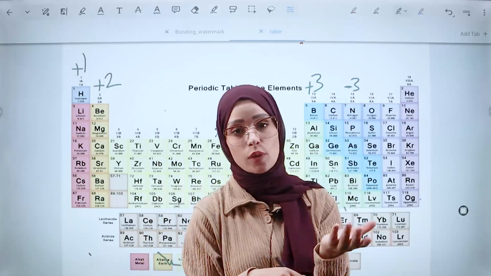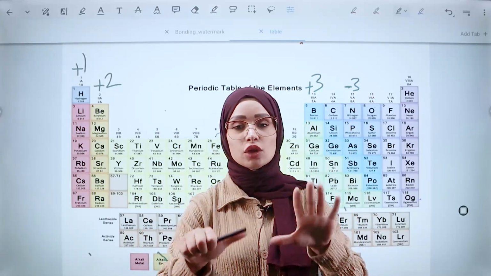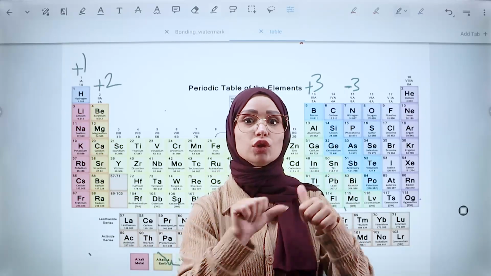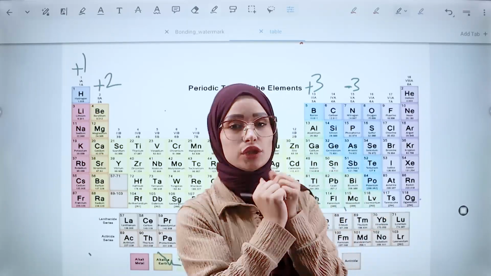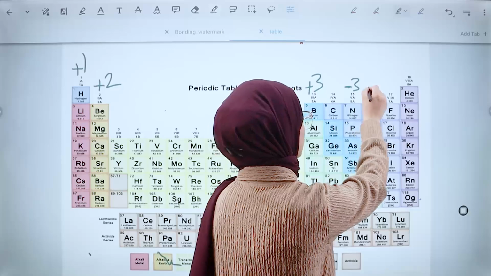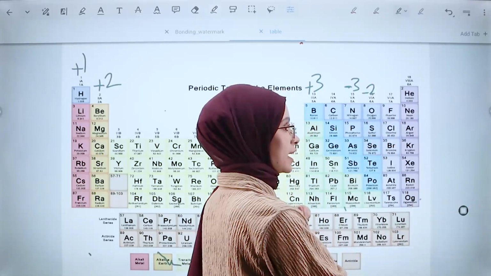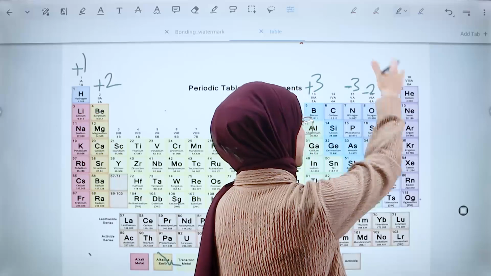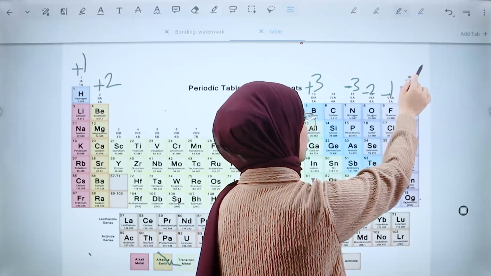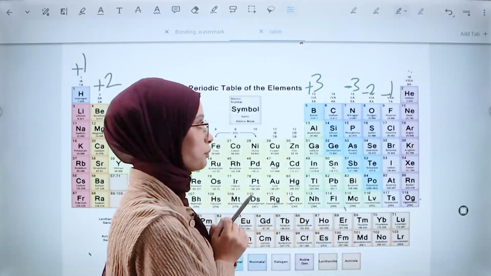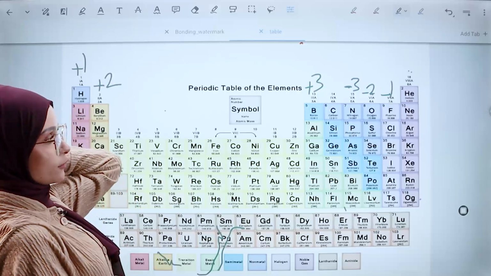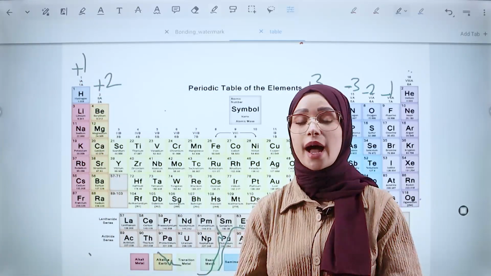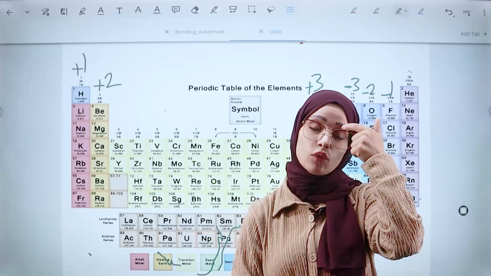Group number 6, which one is easier for group number 6? To gain 2 electrons, or to lose 6? Yes, easier to gain 2 electrons, so we end with minus 2. And the group number 7 as well, it is easier to gain 1 electron, it is minus 1. And for group number 8, they have no charge because they are already octet.